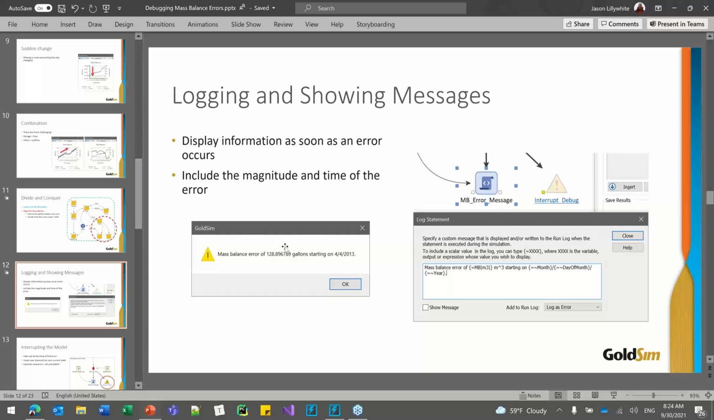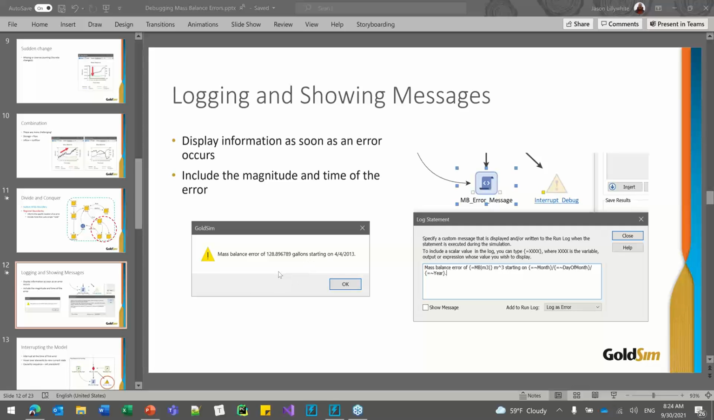However, I will say that in this particular case, the way that this mass balance works, this message will appear at the date that it occurs anyway. So the date would actually be shown down in the bottom of your GoldSim model anyway.